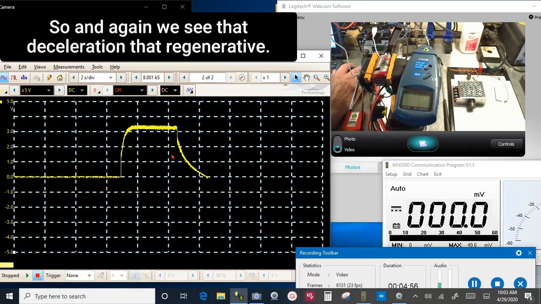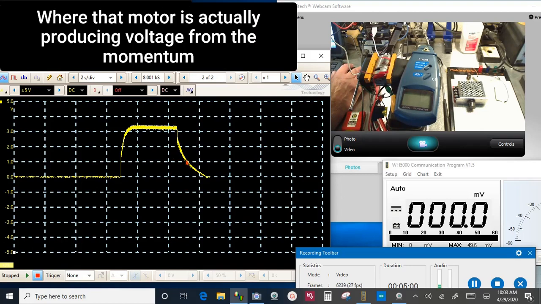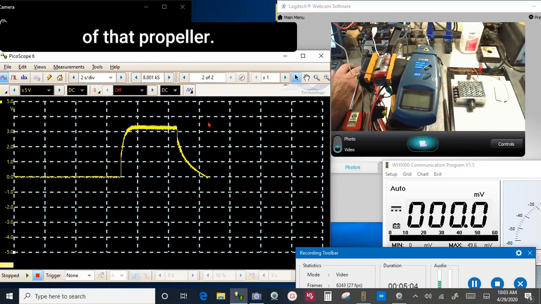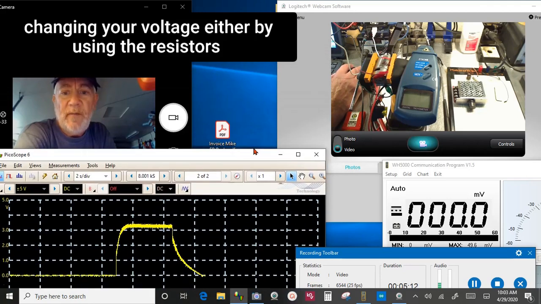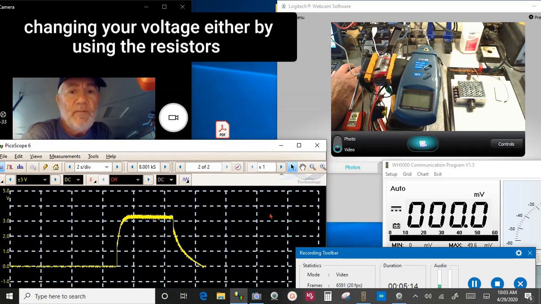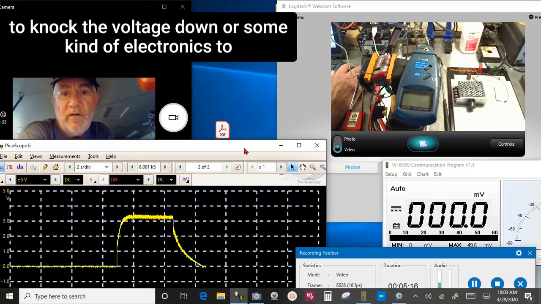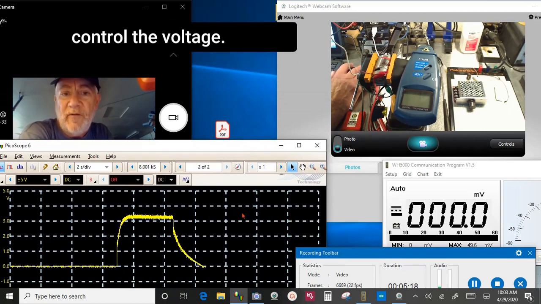And again, we see that deceleration, that regenerative braking, where that motor is actually producing voltage from the momentum of that propeller. So same thing, but it shows how the RPM can vary just through changing your voltage, either by using resistors to knock the voltage down or some kind of electronics to control the voltage.